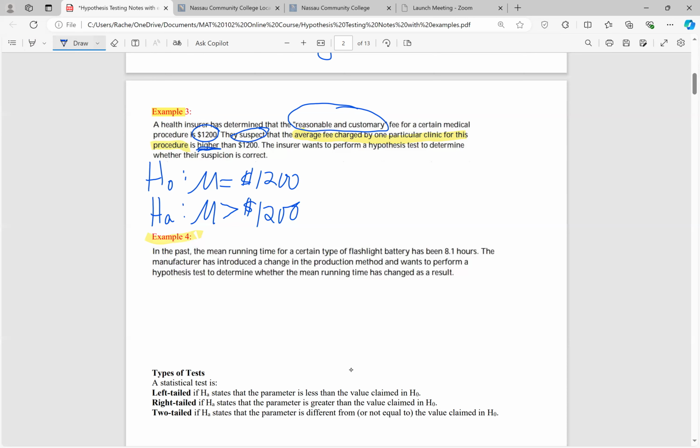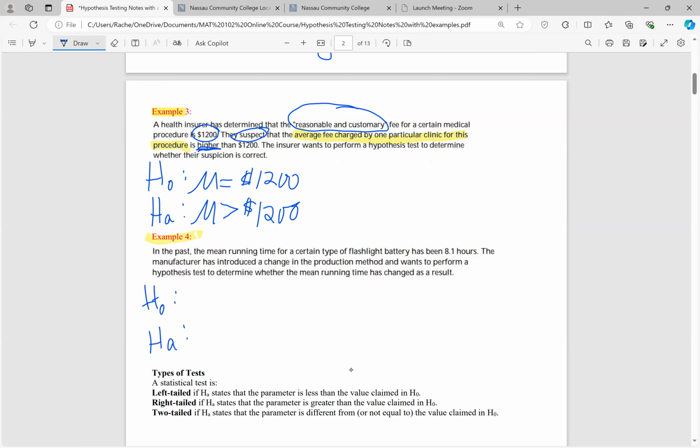In the past, the mean running time for a certain type of flashlight battery has been 8.1 hours. The manufacturer has introduced a change in the production method and wants to perform a hypothesis test to determine whether the mean running time has changed as a result. So, null and alternative hypotheses. That's what we want to write down right now.